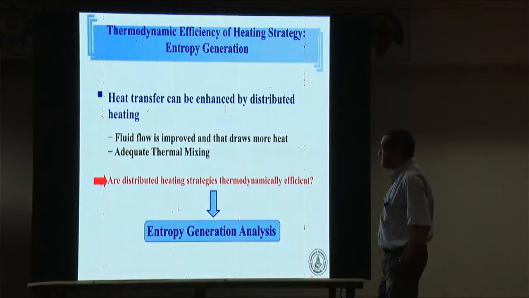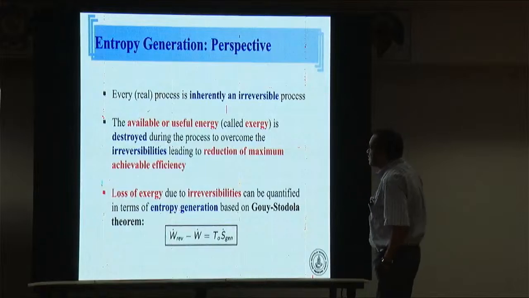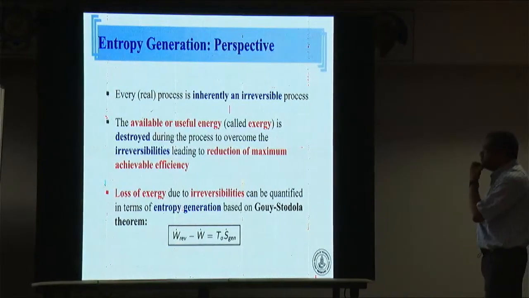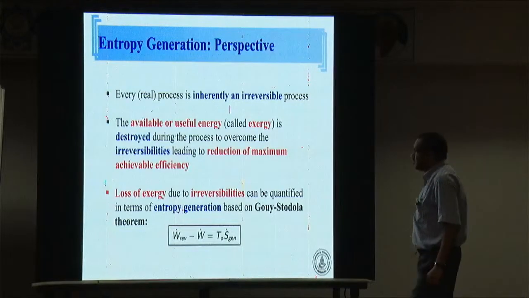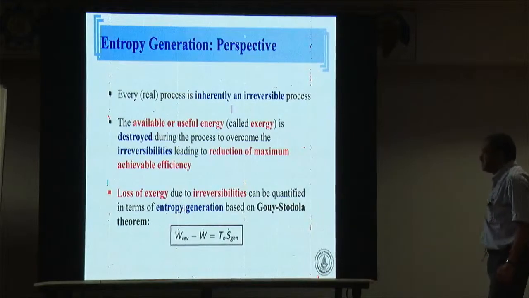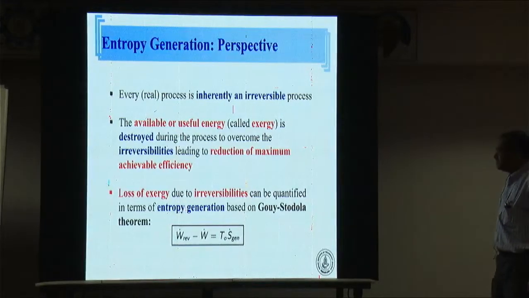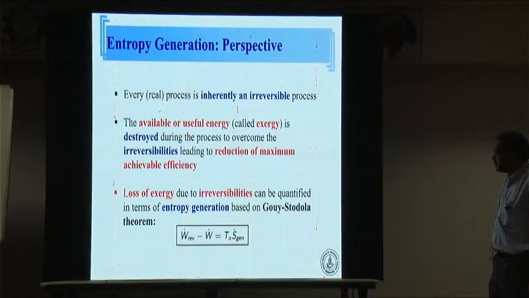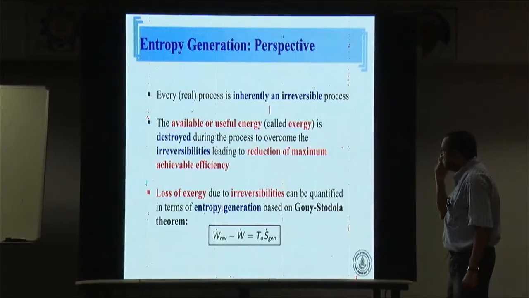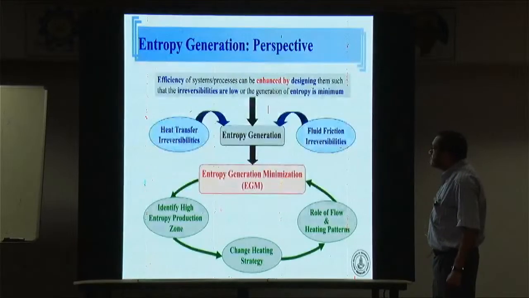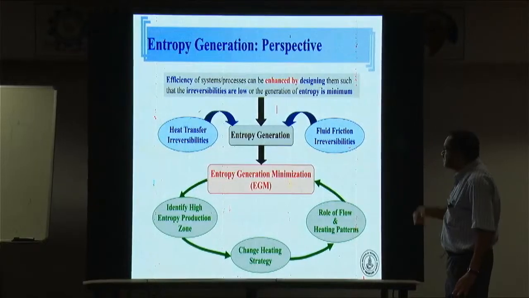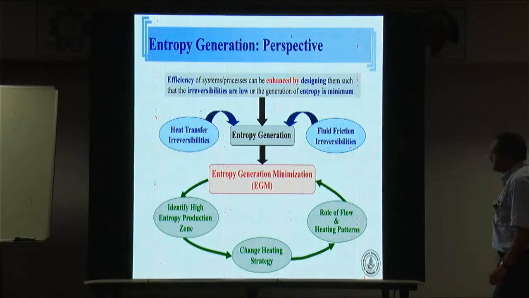Next slide please. So every real process is inherently an irreversible process, and available or useful energy called exergy is destroyed during the process to overcome the irreversibilities, leading to reduction of maximum available efficiency. And loss of exergy to irreversibilities can be quantified in terms of entropy generation based on a theorem we call the Gouy-Stodola theorem, and this is the theorem. Next slide please. So this is entropy generation minimization, and it has two components: heat transfer irreversibility and friction irreversibility.